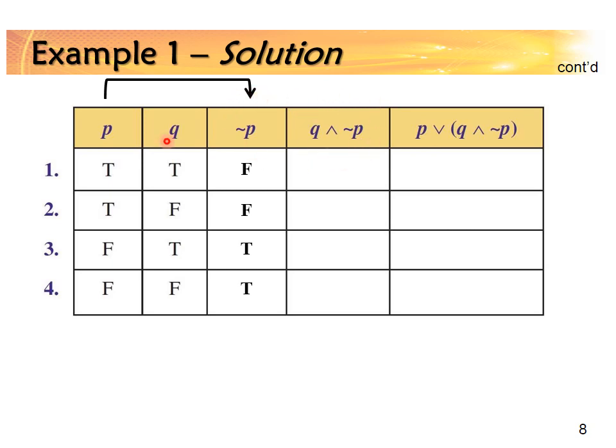Now let's go to this next column. We're going to be comparing Q and P. For the conjunction, both have to be true for it to be true. So let's check. TF, false. The next one is FF, false. The next one is TT, that's true. The next one is FT, so that's false. Okay, good. So we've done half of our expression, and now we have to use P or this column right here.